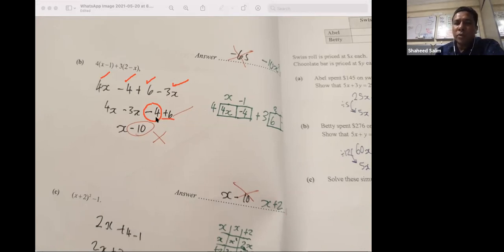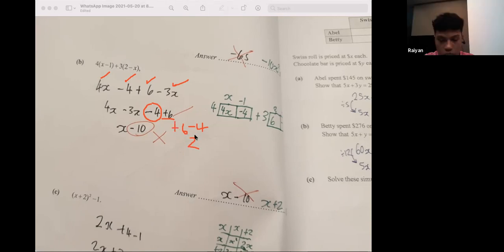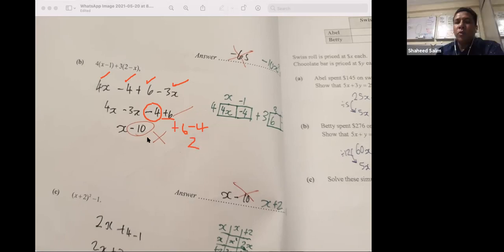So now, if you want to see this clearly, we arrange this. We put minus 4. Can you see now what you're supposed to do? 6 minus 4, you can easily say 2. I put the 6 in front, I put the minus 4 behind. I don't change the sign. Plus 6 minus 4, so now here becomes 2. Correct? 6 minus 4 is 2, but you wrote negative 10. That's why this is wrong.